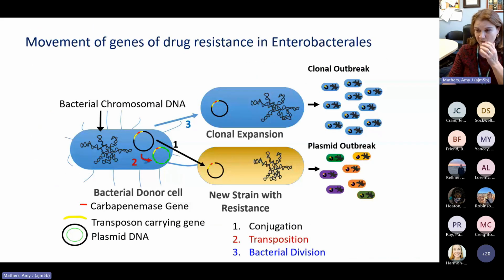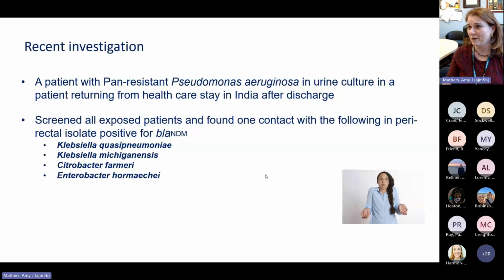And so the thing is these genes of drug resistance, and I'll get back to this in a little more detail in a moment, but the carbapenemase gene sits on a mobile piece of DNA that can be shared across species. So that's what I'm going to talk about.